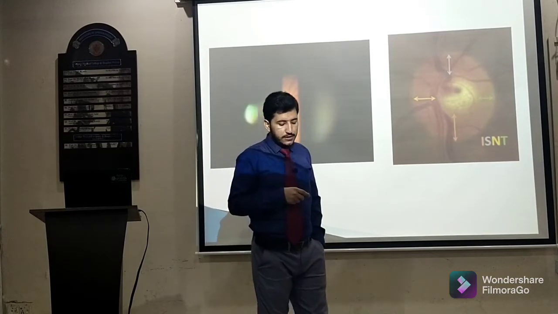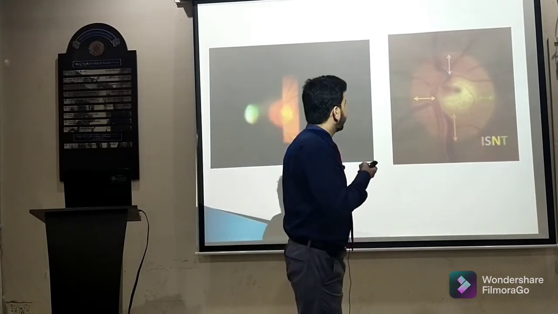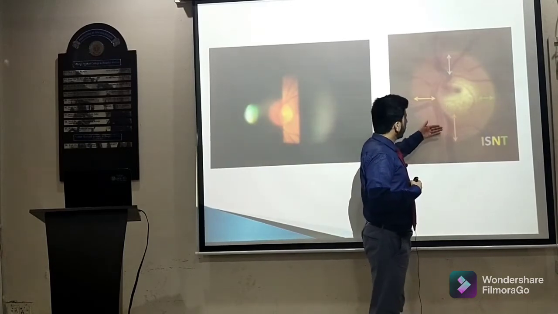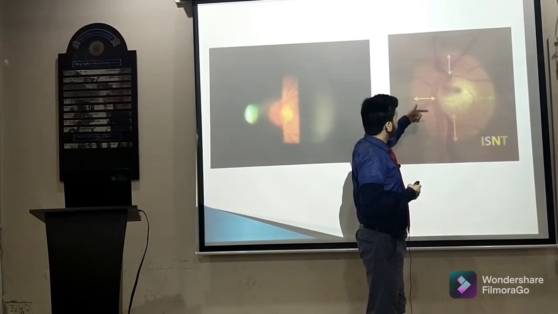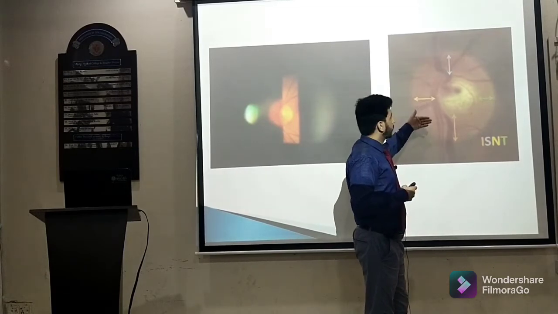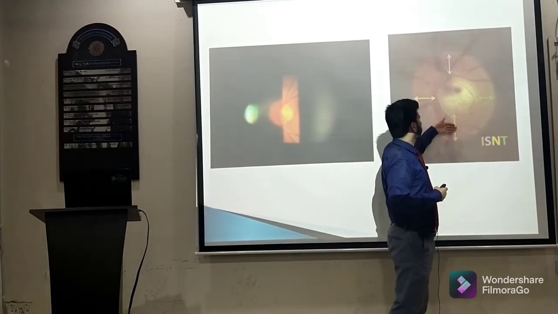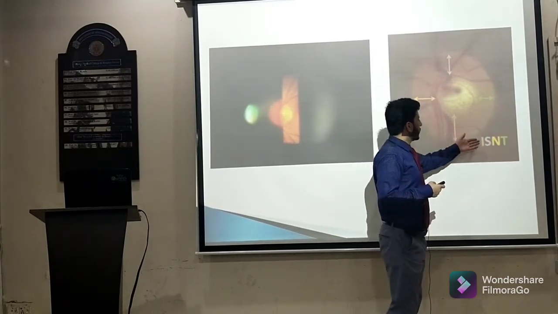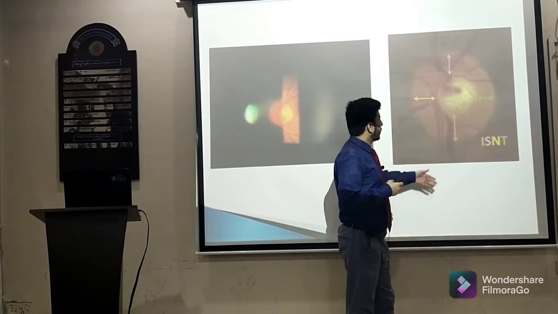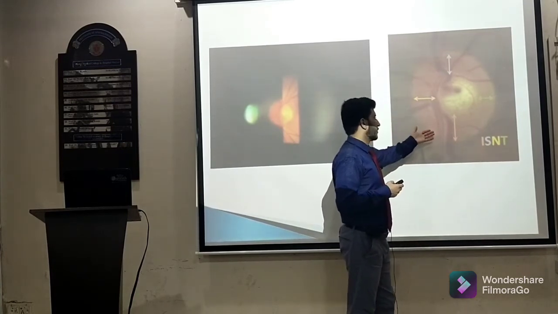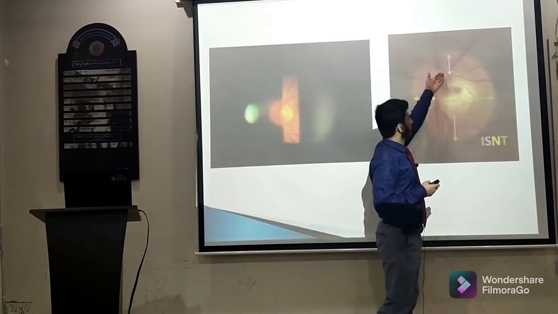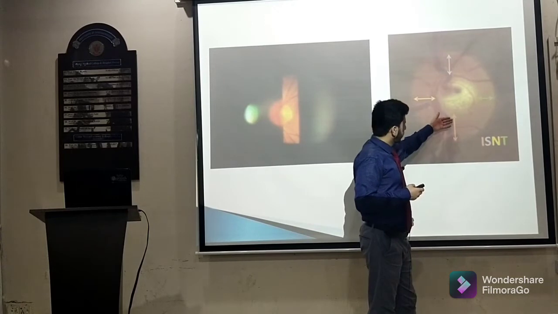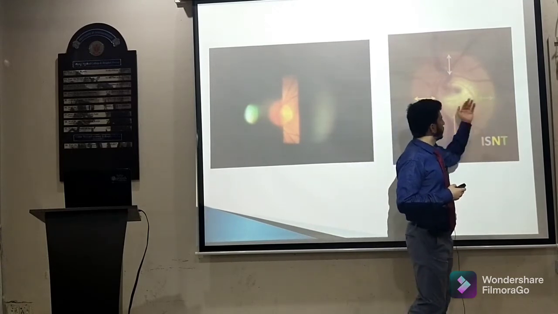Regarding the ISNT rule, in the cup disc ratio we measure the vertical diameter, not horizontally. We will always measure the vertical diameter. It's the rule. It means that in the ISNT rule, the inferior neuroretinal rim distance is more than superior, then nasal, then temporal. The largest distance is inferior, the smallest distance is the temporal side.